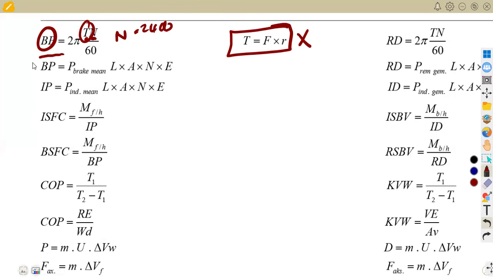Let's move on to the second formula. The brake power is equivalent to P brake mean times l a n. We have got this P brake mean, we are given this. So this is the best formula to use. Okay, let me write that formula.